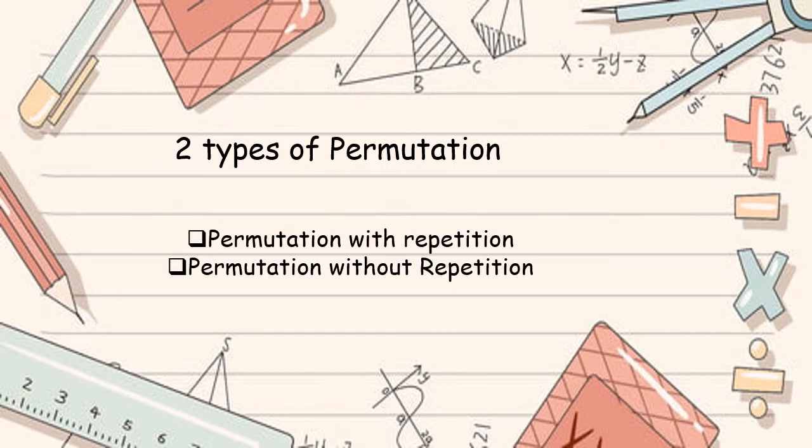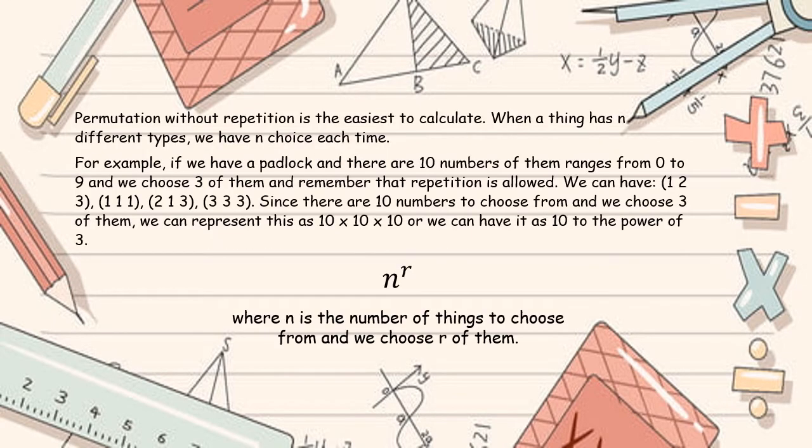And there are 2 types of permutation: permutation with repetition and permutation without repetition. Permutation with repetition is the easiest to calculate. When a thing has n different types, we have n choices each time. For example, if we have a padlock, there are 10 numbers that range from 0 to 9 and we choose 3 of them, and remember that repetition is allowed. We can have the sets 1, 2, 3, 1, 1, 1, 2, 1, 3, and 3, 3, 3.